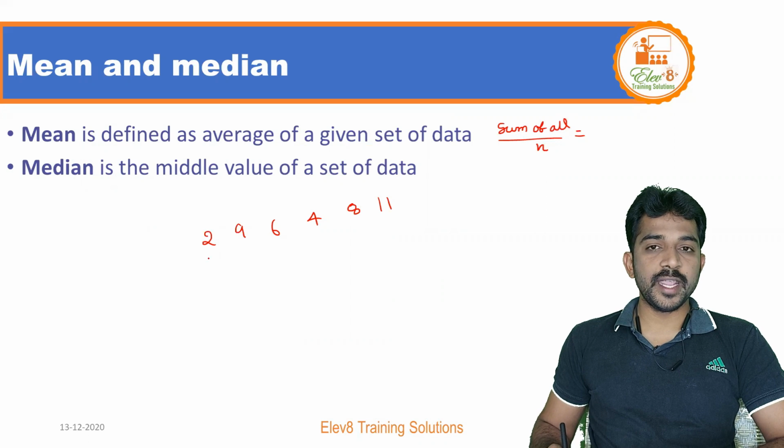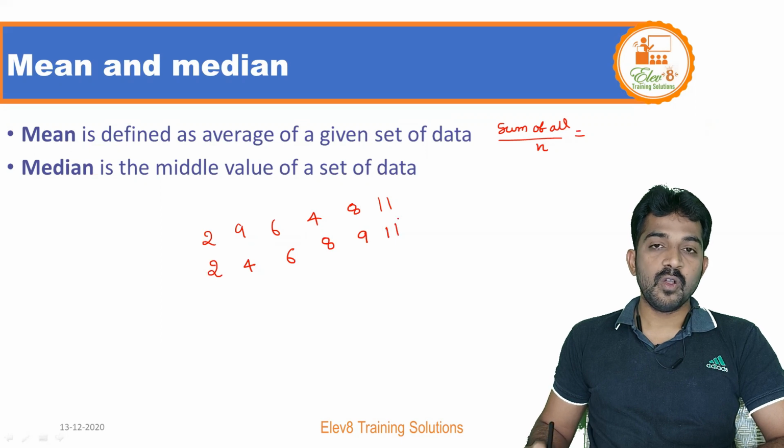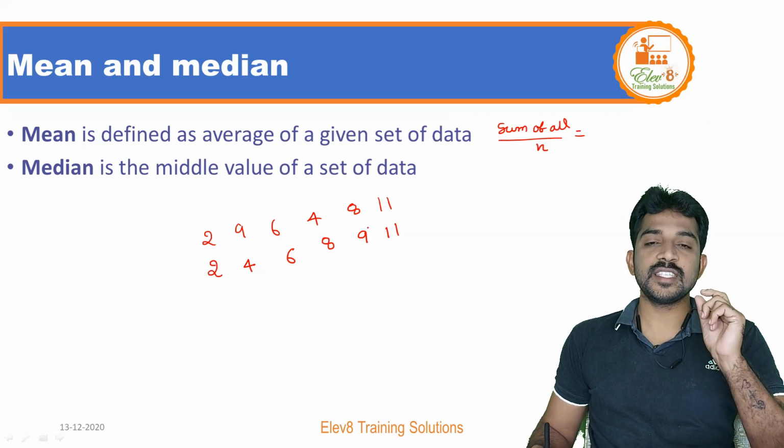First, arrange this data in ascending order. First 2, followed by the next smallest value, 4, then 6, then 8, then 9, then 11. After that, you find whether it is an even series or an odd series, meaning whether the length of the series is even or odd.